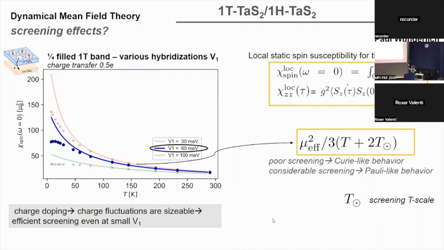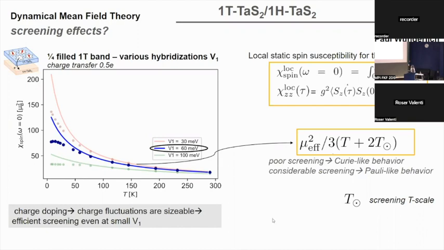So what we are doing is indeed calculate these correlation functions and then integrate over the imaginary times. So the information that we obtain is the following. Here I'm showing the spin susceptibility at the quarter filled band, which means the situation where we have a charge transfer of 0.5 electrons to the 1H. So this is the filling that we have in the 1T.